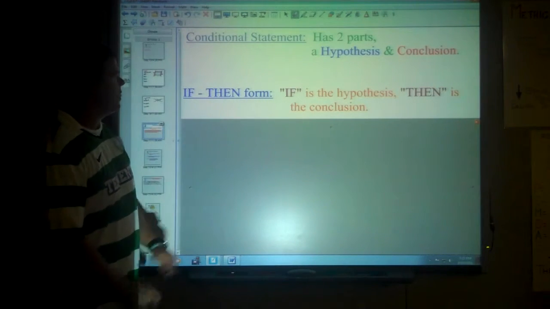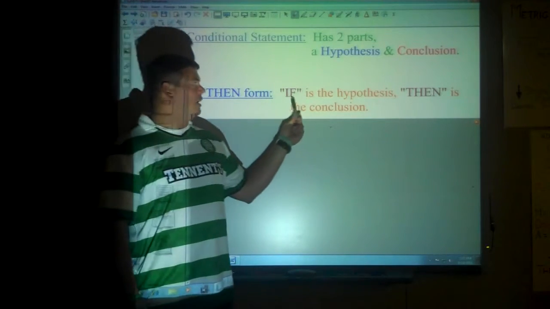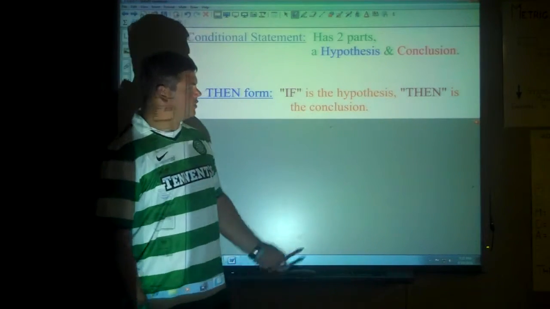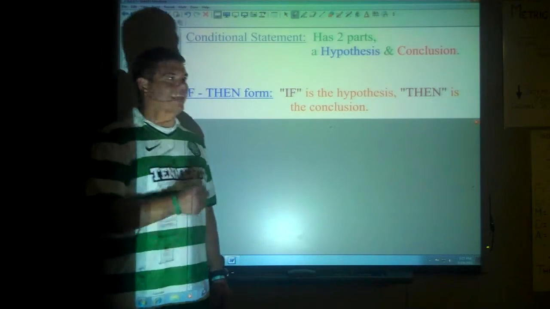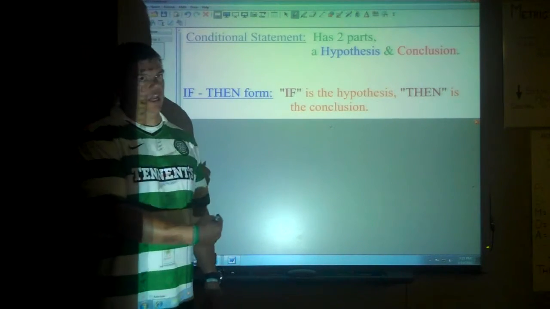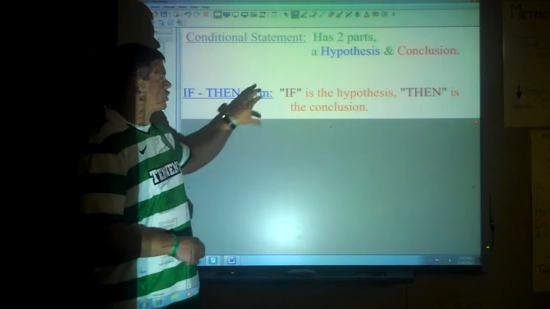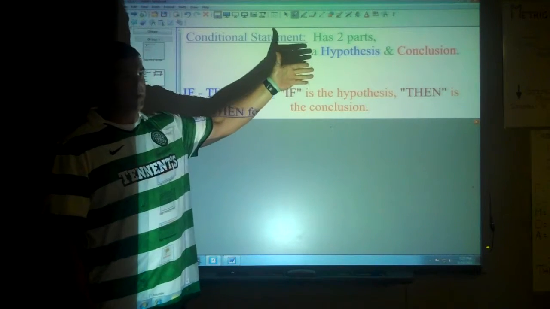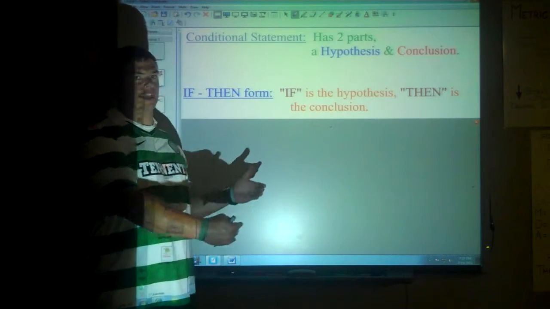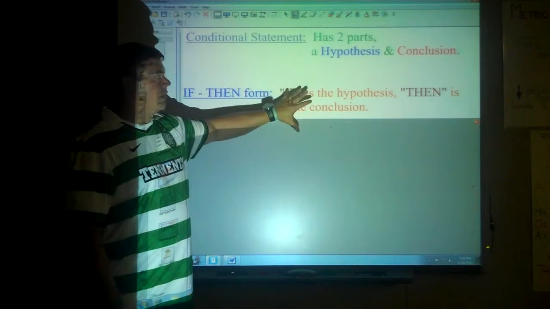The if-then form of a conditional statement will be: if is the hypothesis, then is the conclusion. For example, if it is raining outside, then I will use an umbrella. Now we may not actually use the words if and then, but we look outside all the time and we see that it's raining. We jump to the conclusion that we better get a jacket or an umbrella. So we're using the conditional statement all the time.